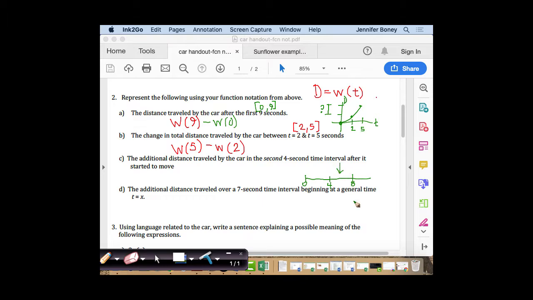So if I want to know how far the car traveled during that second 4-second interval, well, we can think of it similarly to this as long as you know what the interval is. It's the interval from 4 through 8, so W of 8 minus W of 4, right?